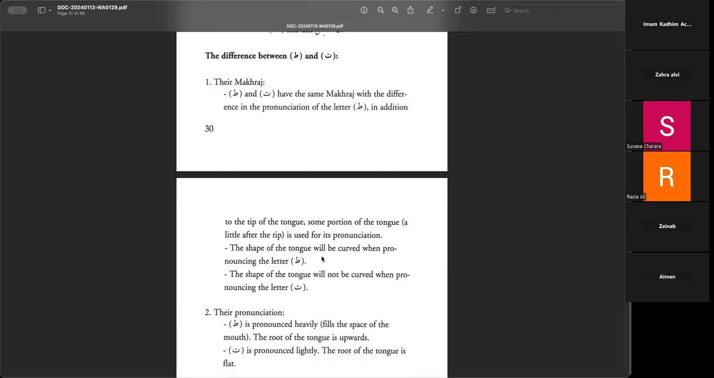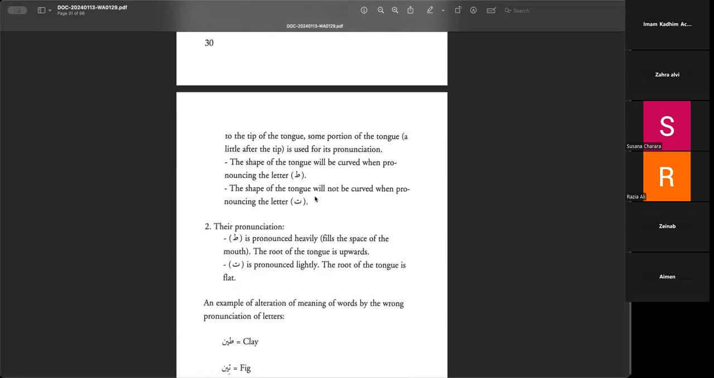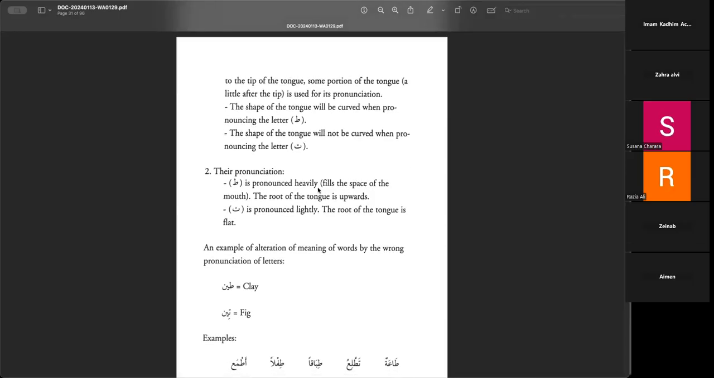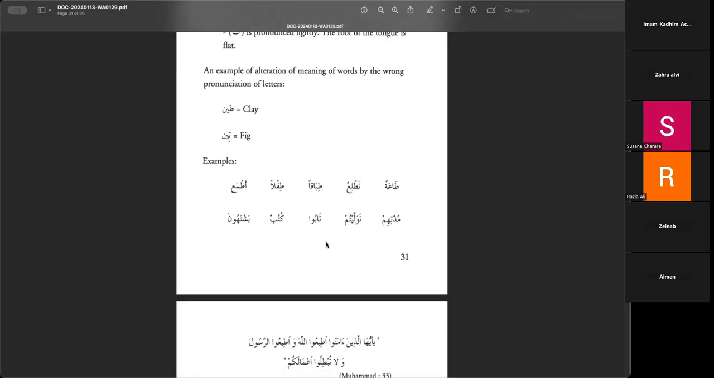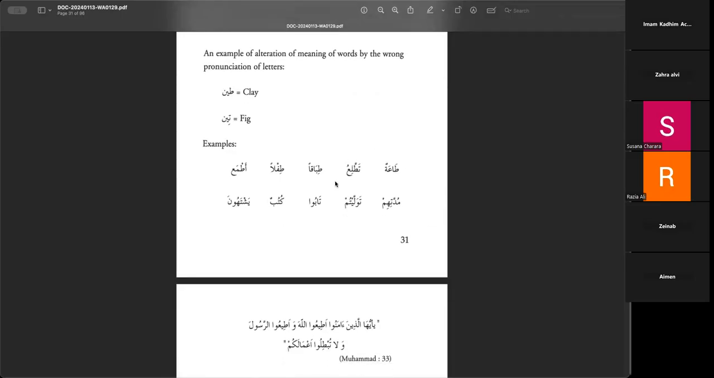Also, the shape of the tongue will be curved when pronouncing the heavy ta, but in the case of the light ta, your tongue will be flat. And in pronunciation, the heavy ta means the root of your tongue is going to be upwards, and the light ta means the root of your tongue is going to be flat. So let's practice this pronunciation. Each one of you, please, read 4 words, 2 from the top and 2 from the bottom. I'm gonna call your name in the same order that I see here in the list.